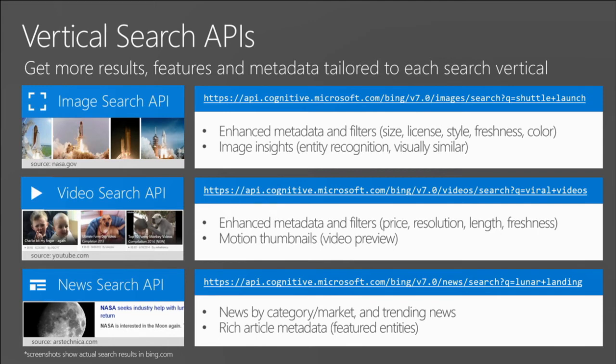So for videos, oh, actually, I should mention for images first. We also have image insights. So we do entity recognition, so we can detect celebrities within images and tell you who that is. And we do visually similar, which is very interesting, because you could take an image or part of an image and send that to us.